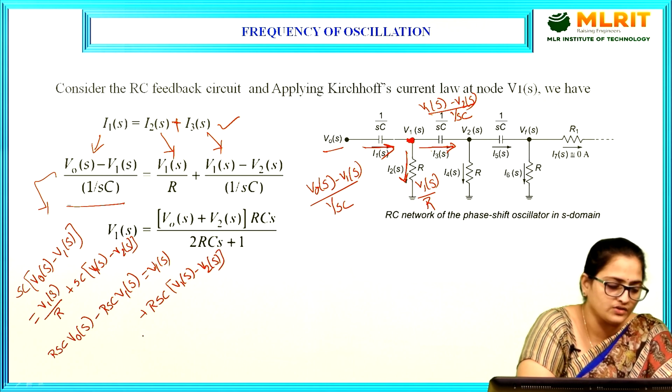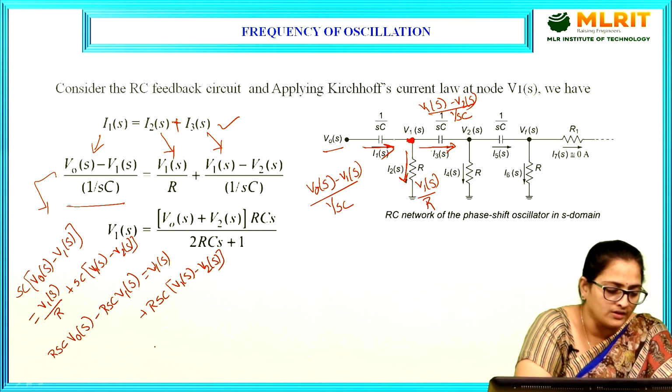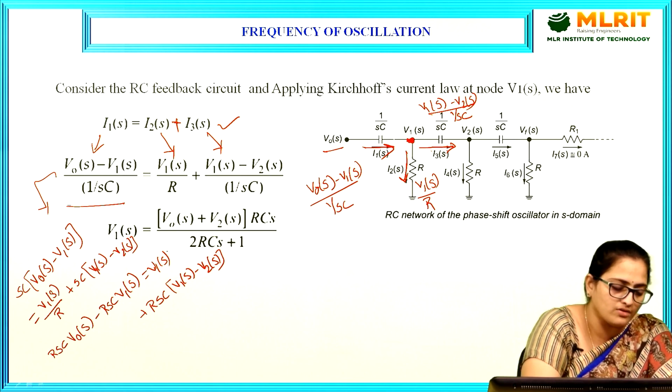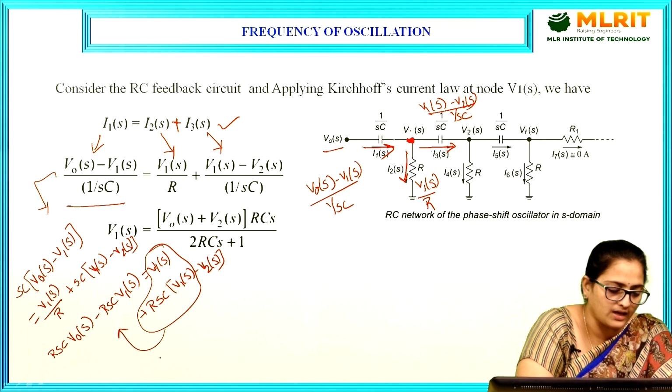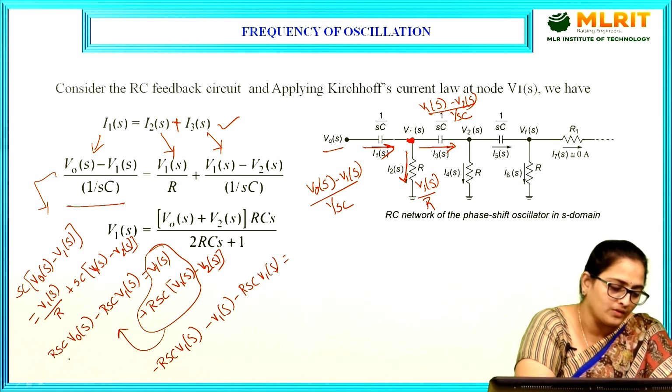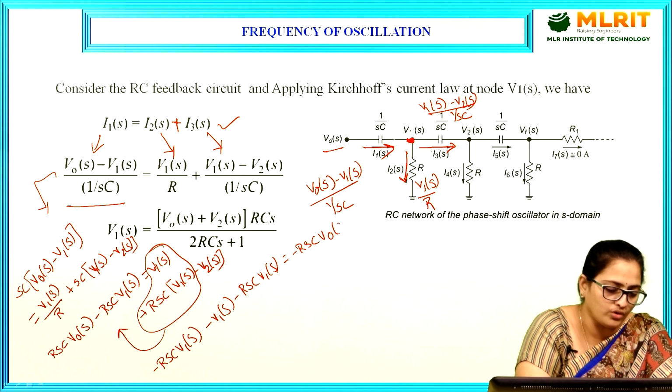So if you rearrange this equation in terms of V1(s), you take all the V1(s) terms to the LHS, and you can write it as minus RsC V1(s) minus V1(s) minus RsC into V1(s) is equal to, taking V0(s) to the RHS, minus RsC into V0(s) minus RsC into V2(s).